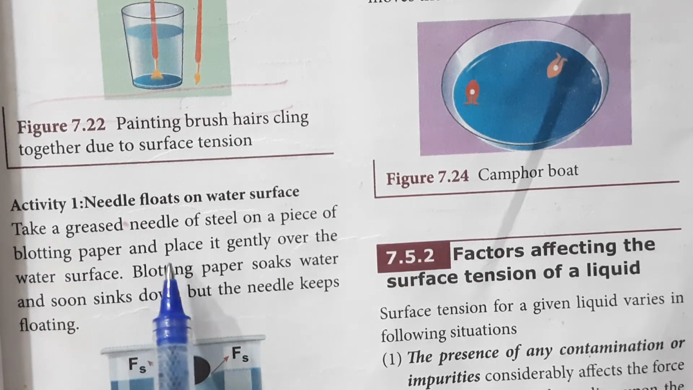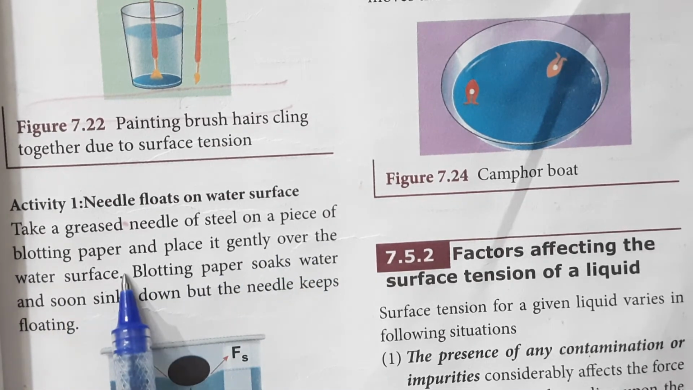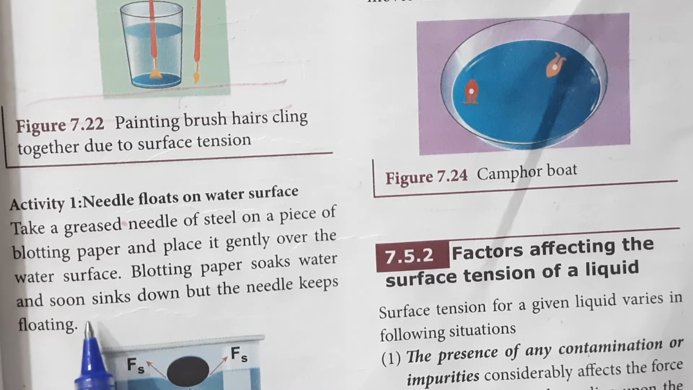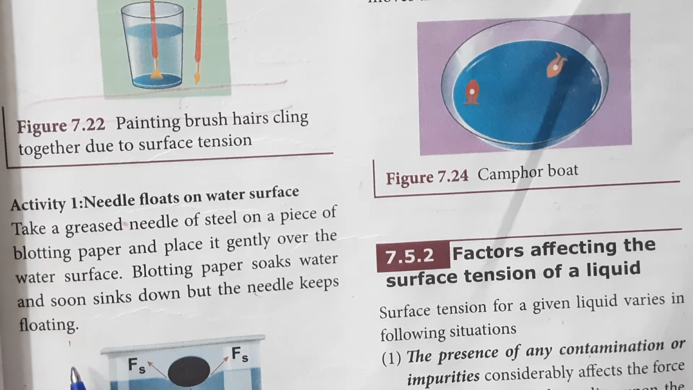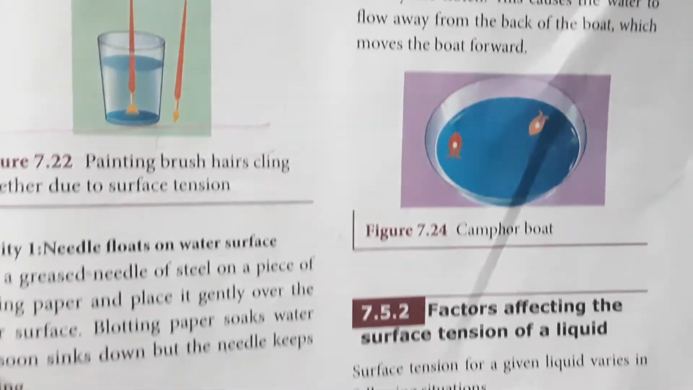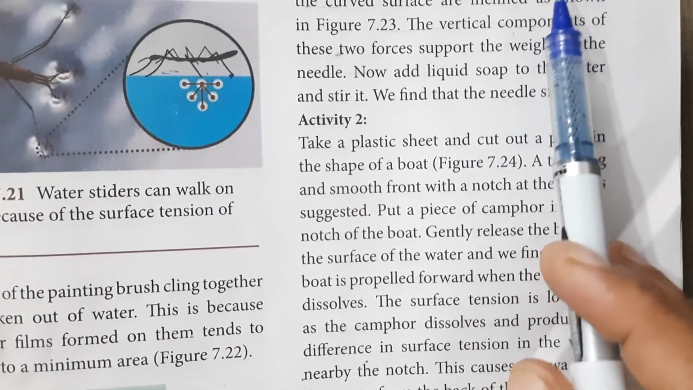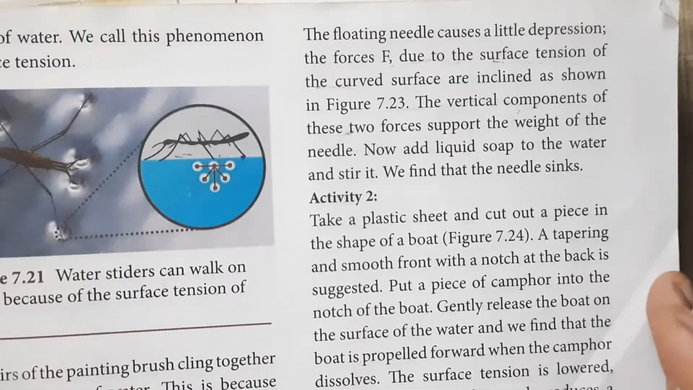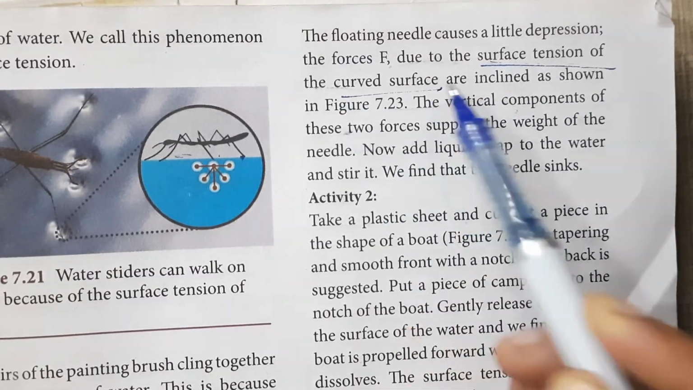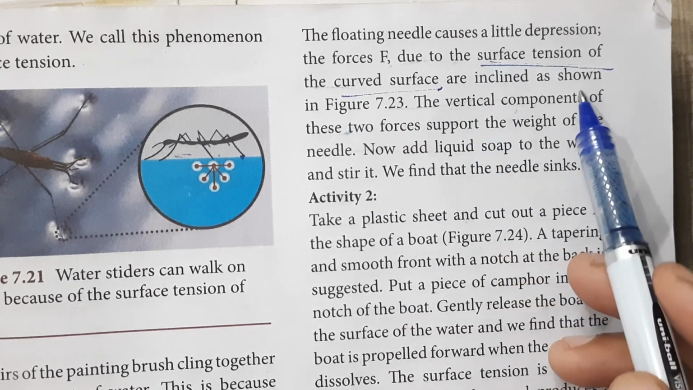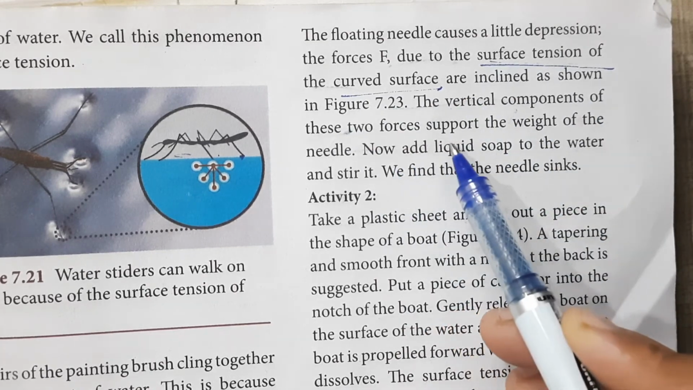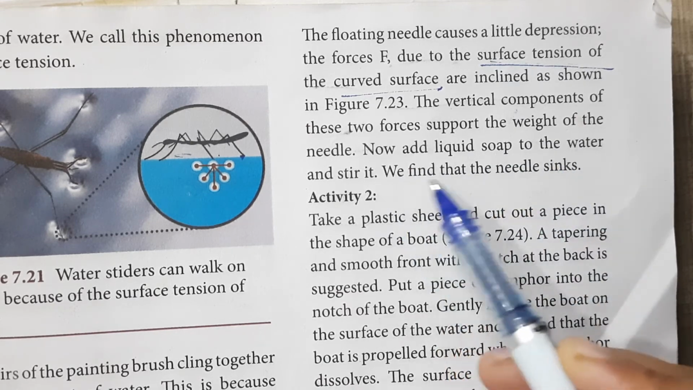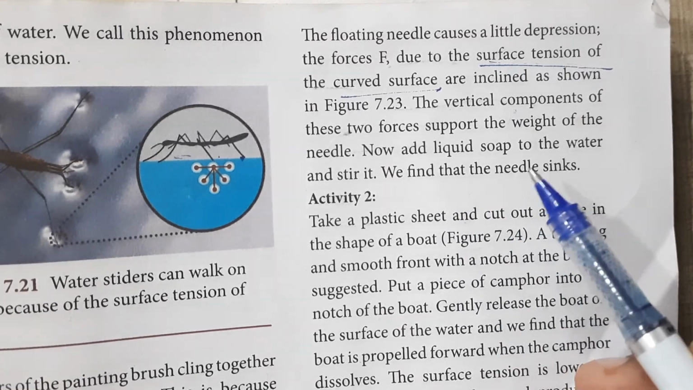Take a greased needle of steel on a piece of blotting paper and place it gently over the water surface. Blotting paper soaks water and soon sinks down, but the needle keeps floating. The floating needle causes a little depression. The force is F due to the surface tension of the curved or inclined surface. The vertical components of these two surface forces support the weight of the needle. Now, add liquid soap to the water and stir it, we will find the needle sinks.